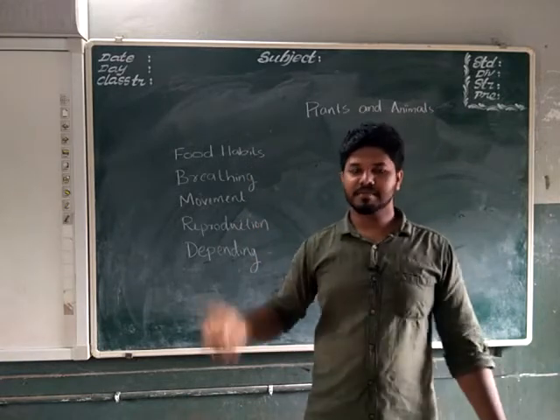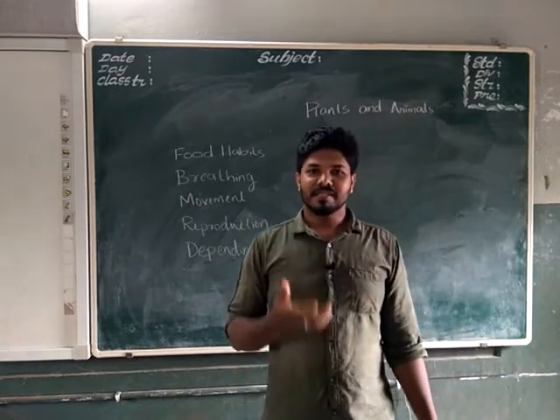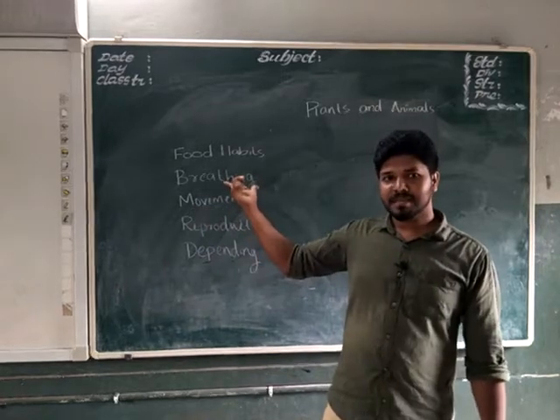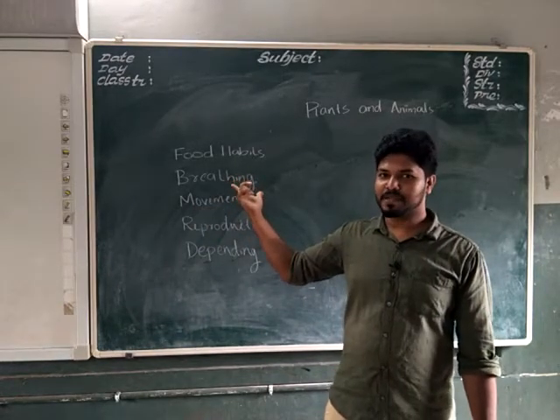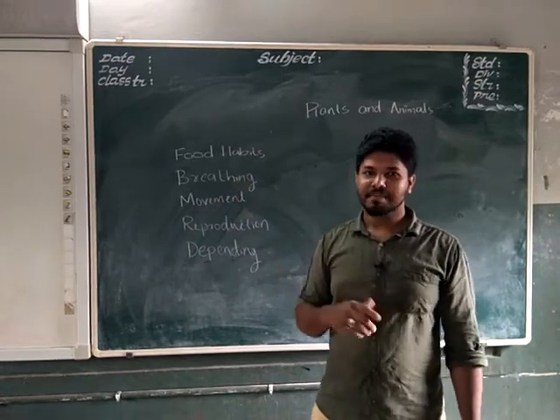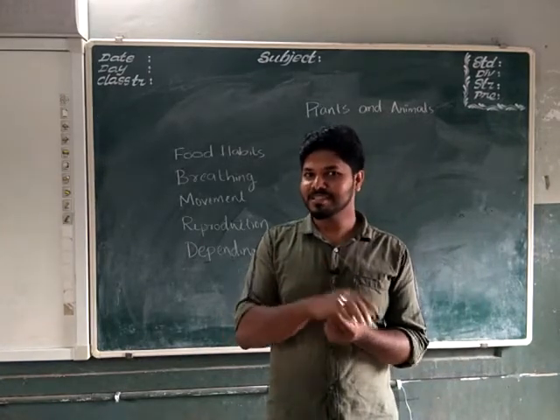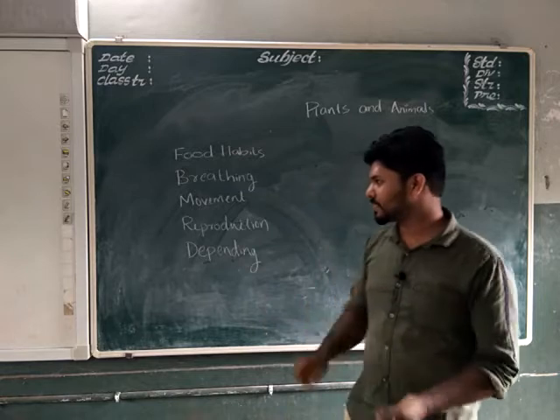Then what is breathing? Taking in oxygen and releasing out carbon dioxide. The animals and plants breathe through different methods. We have a nose, and plants breathe through small tiny openings in their leaves. They are called stomata. Through stomata they breathe.